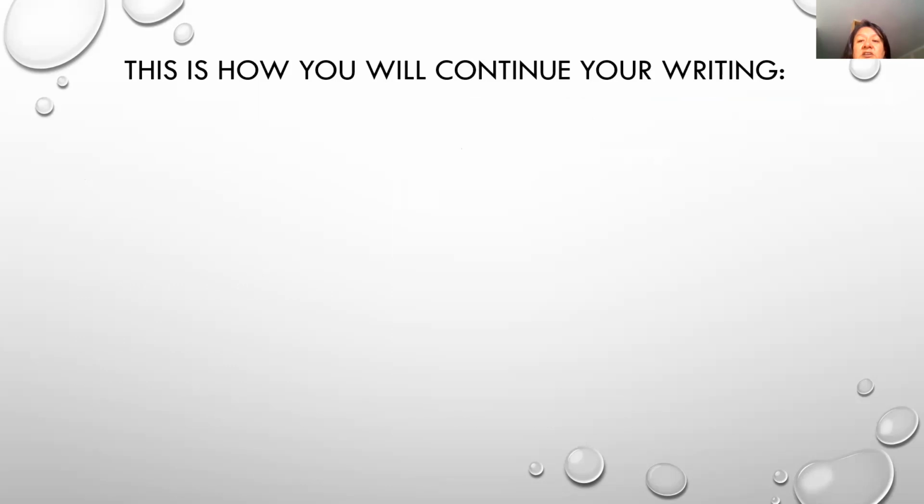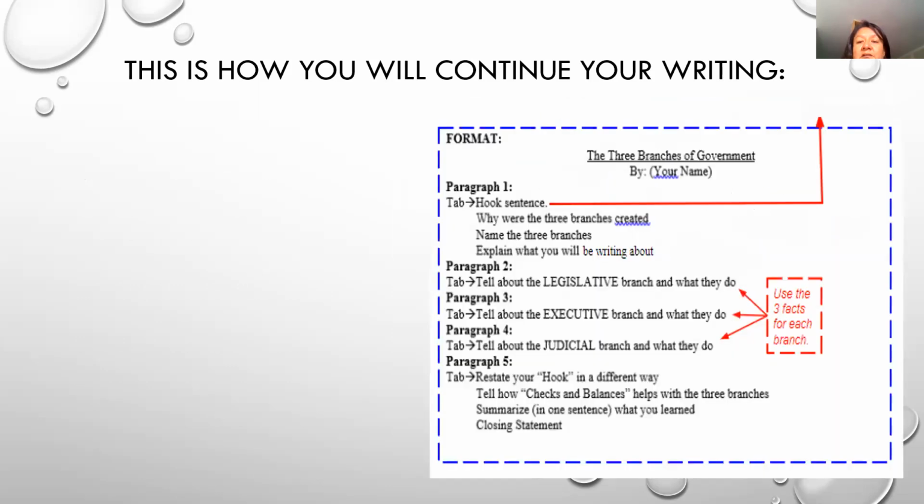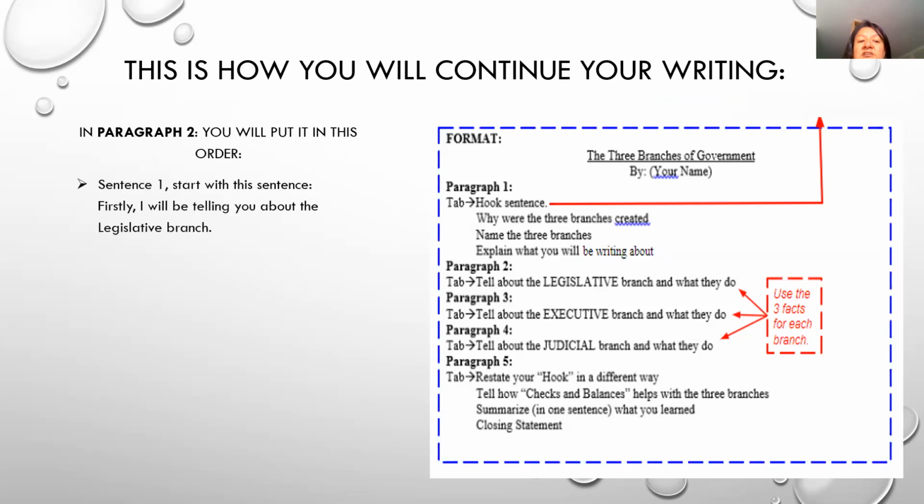This is how you will continue your writing. You're going to use the same format, and now we're going to paragraph 2. You will put it in this order. Sentence 1, start with this sentence. Firstly, I will be telling you about the legislative branch. That's going to be your first sentence.